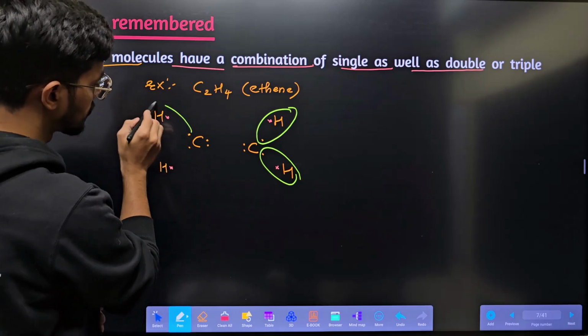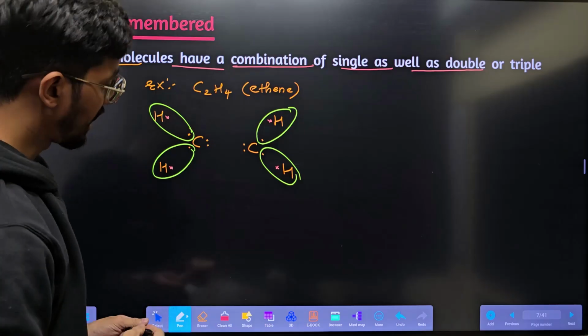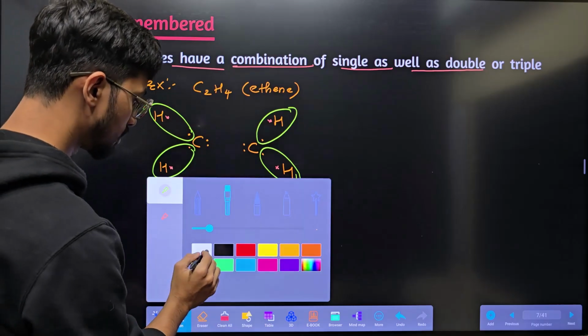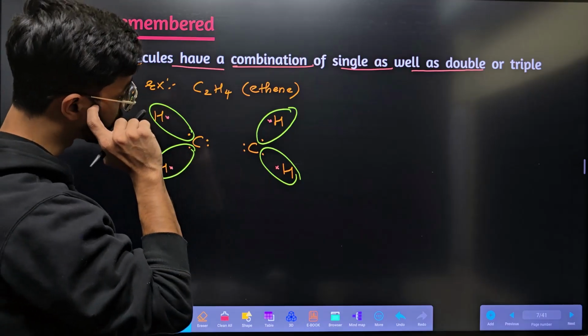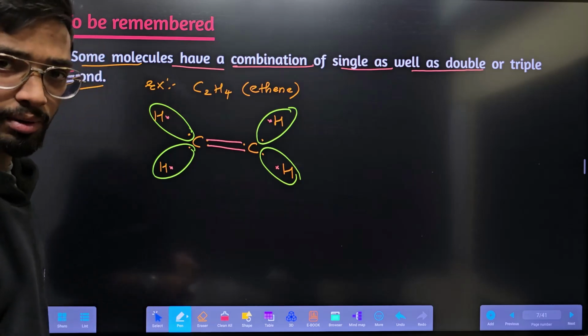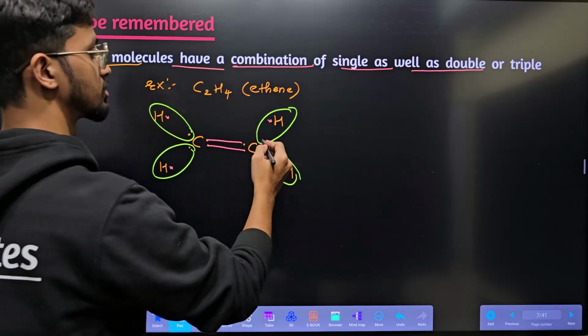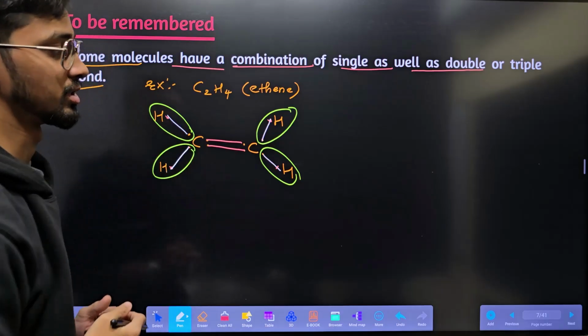See, in this way it completes its duplet. And carbon needs a total of 8 electrons, right? See here, first it will form a double bond here, 1 and 2, double bond. Then it's forming a single bond. 1, 2, 3 and 4 bonds here.